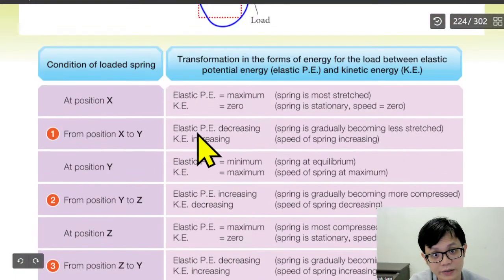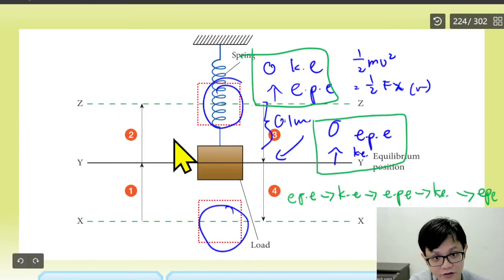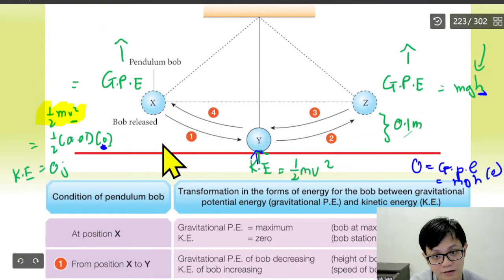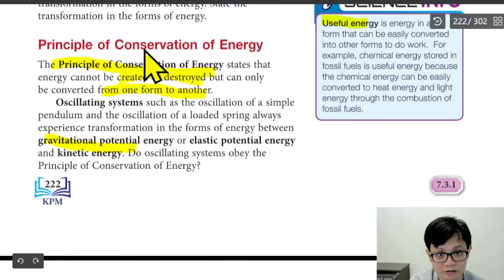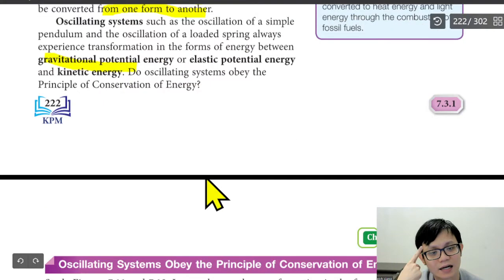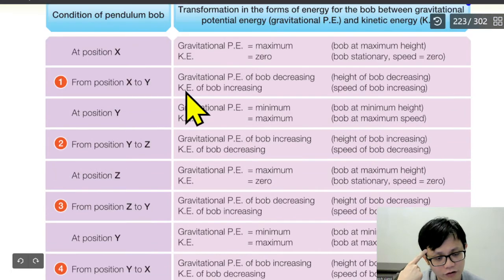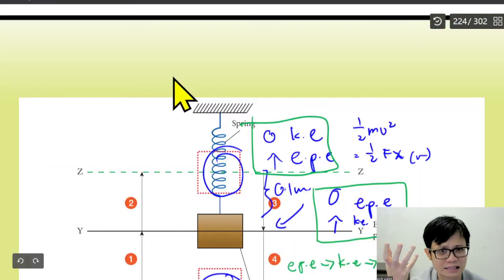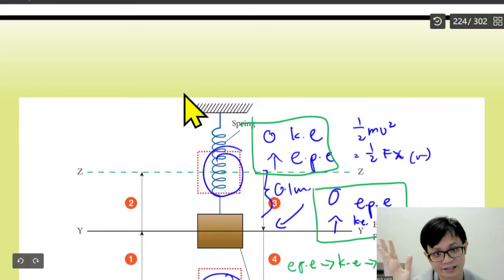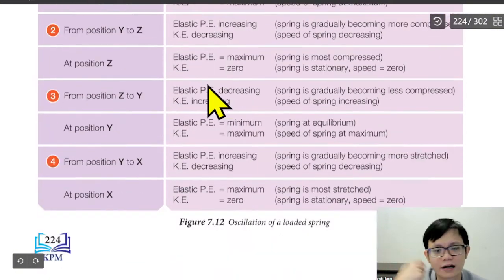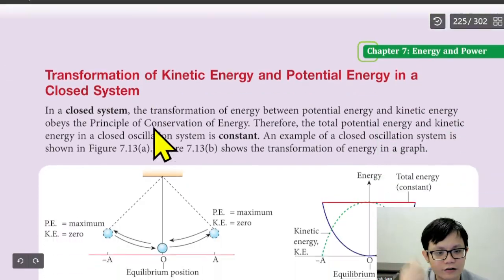According to the principle, not according to me, I just follow back the principle. The principle is called principle of conservation of energy. There's someone that say this principle, but I forgot the name already. I think maybe one scientist that say that it's like this. Okay, so I just follow him, follow the book.